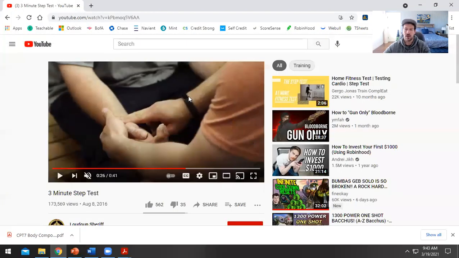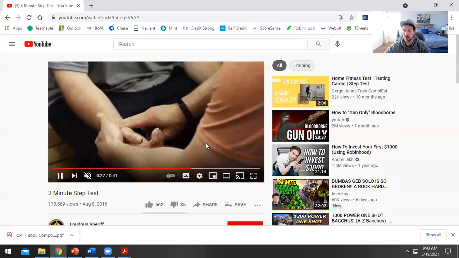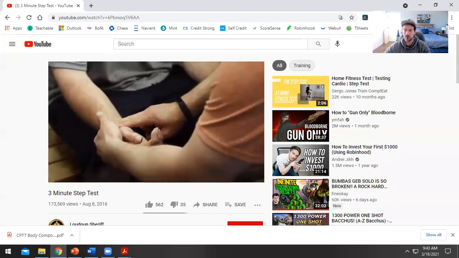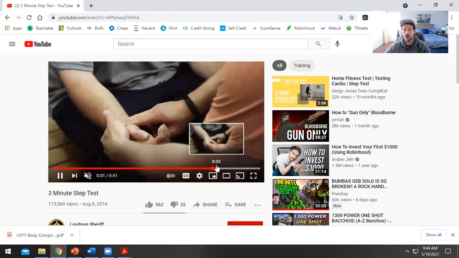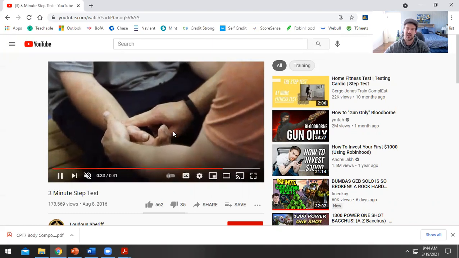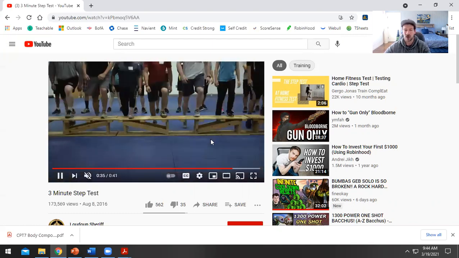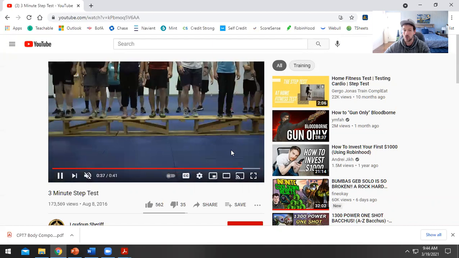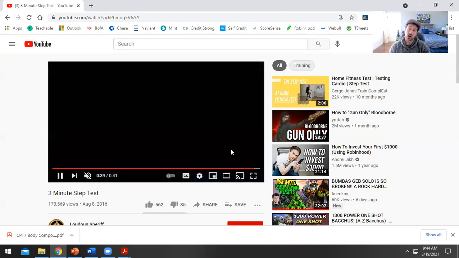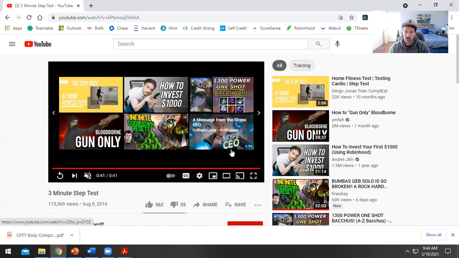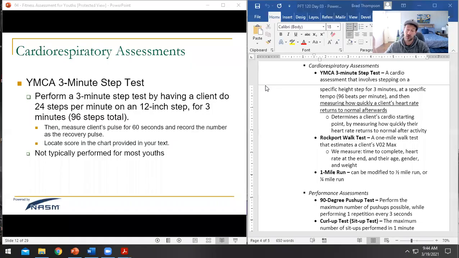Do not measure it for 6 seconds and then multiply by 10. Don't do 15 seconds, multiply by 4. Measure it for a full 60 seconds, because what we're measuring is not what their heart rate is at the end of the assessment. What we are measuring is what their heart rate is 1 minute after the assessment, right? We want to know how well their heart rate is recovering.